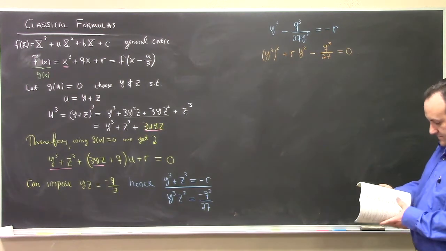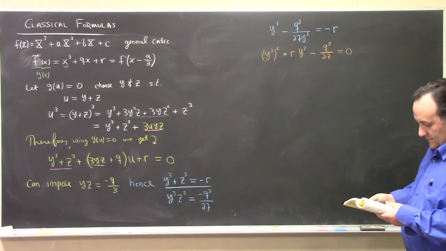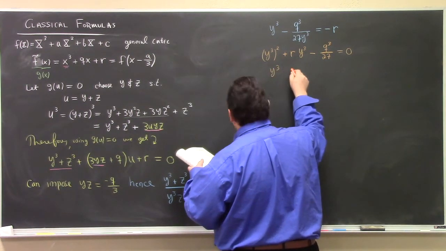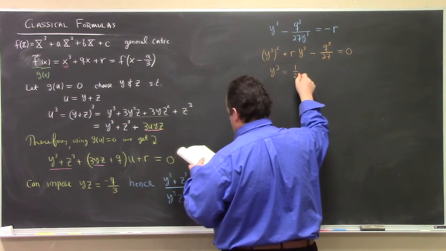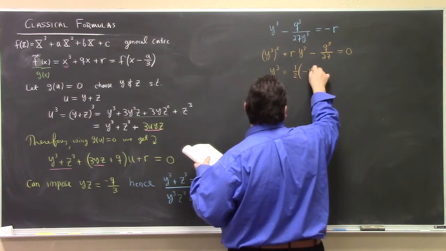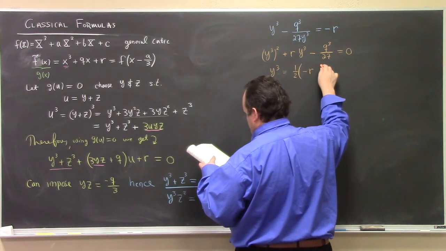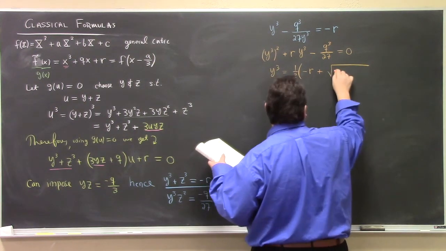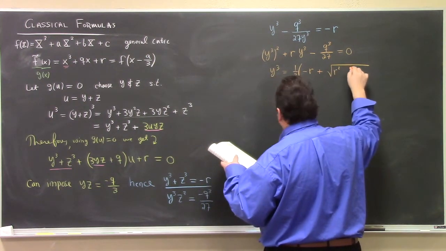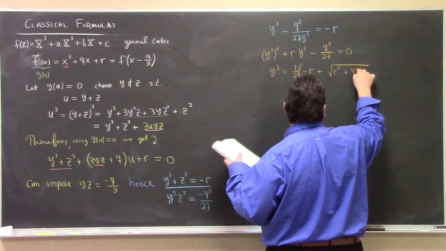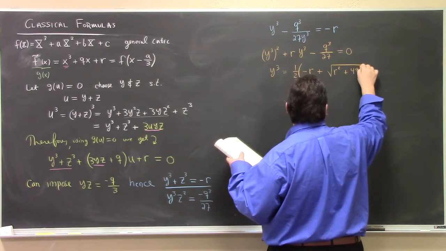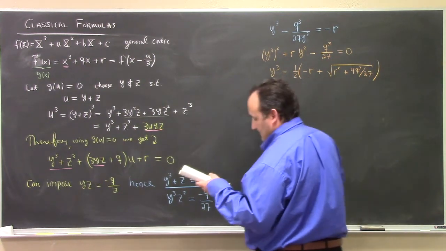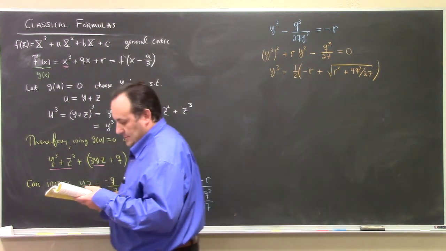All right, then what? So that gives us y cubed equals 1/2 of minus r plus the square root of r squared plus 4q cubed divided by 27.